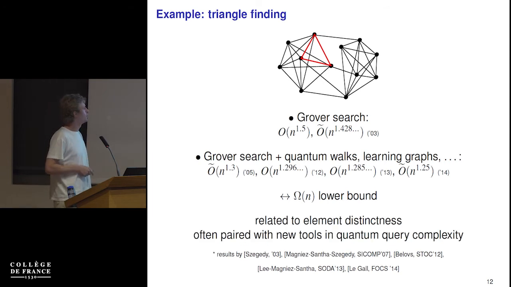And so I'm mentioning this problem also because this is a graph theoretic problem that's related to a potentially even more profound application, namely, element distinctness. And also this is a very nice example where new improvements on these query bounds often go paired with new tools in quantum query complexity and new insights.